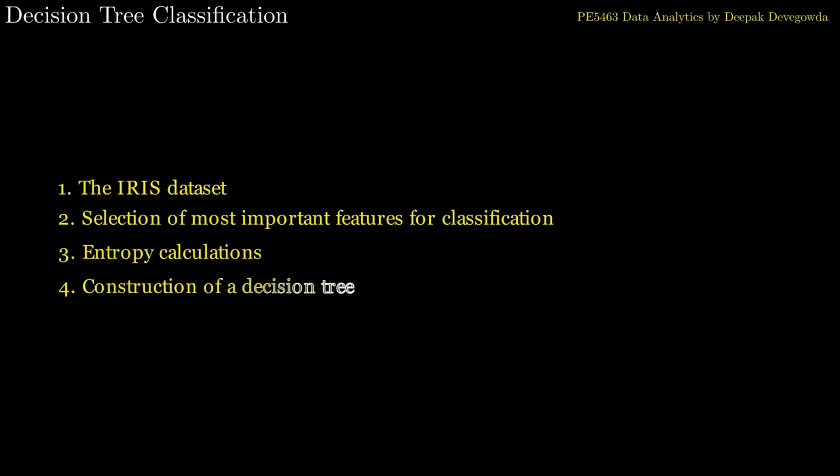Hello and welcome to this video on the use of decision trees for classification. This is best illustrated with an example. So I'll use the very famous iris dataset to show how we select the most important features for classification. And that leads us into a discussion about entropy and information. Finally, we'll put all of these concepts together and construct a decision tree using Python. We all know what classification is at this stage, so let's dive right in.